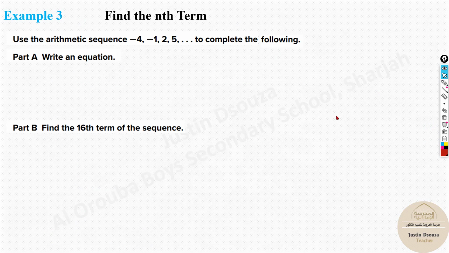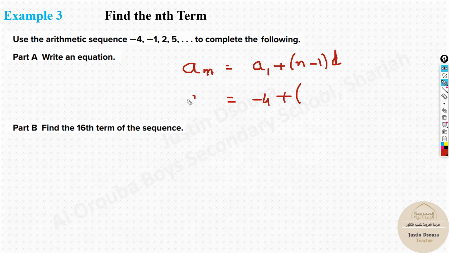They have given us an arithmetic sequence, -4, -1, 2, 5, and asked us to complete the following. Write the equation first. First, you need to know the nth term formula: an equals a1 plus n minus 1 times d. Now, what is the first term here? The first term is -4, plus. What is n? n is not given. Don't worry, just write it as n. You have to just write an equation, right?